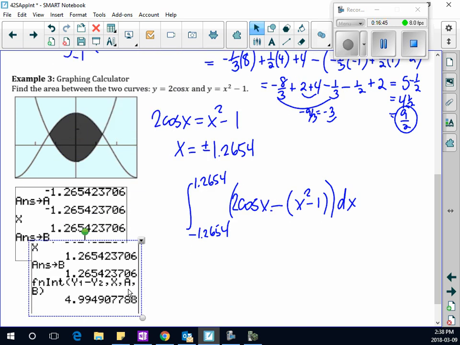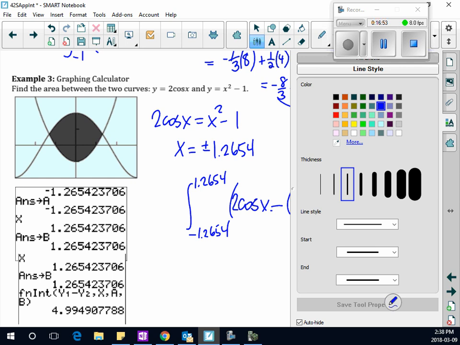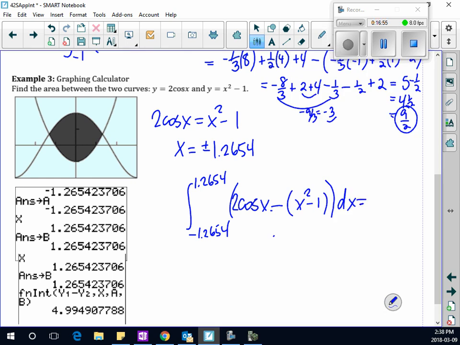So, I'll put it right here. Then you need the dx, otherwise you'll lose marks. So equals 4.9949 is good.